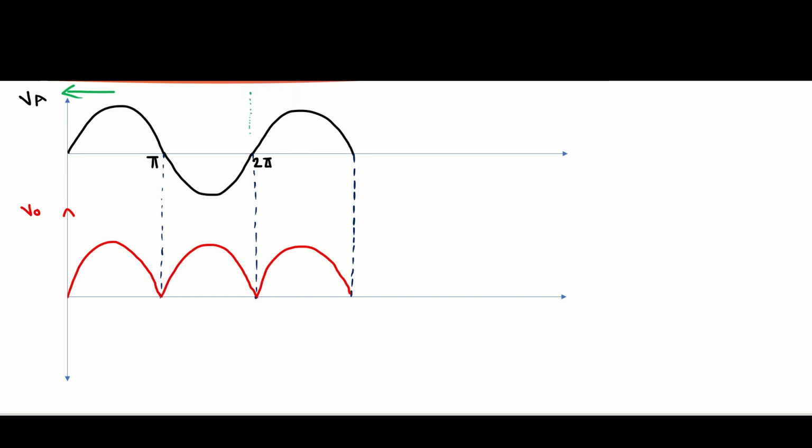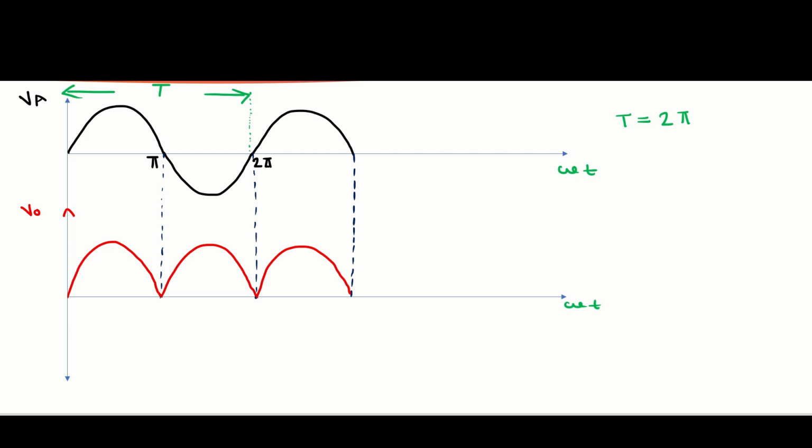And this is the fundamental time period T. It is the time interval at which the signal repeats itself. So this is the fundamental time period indicated by T. For this waveform, the fundamental time period is 2 pi. The axis is omega t.